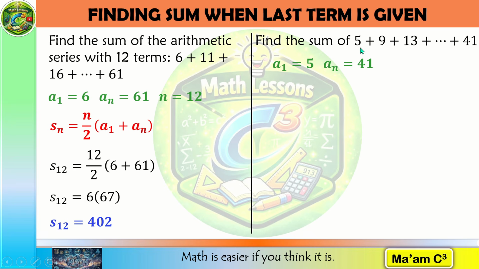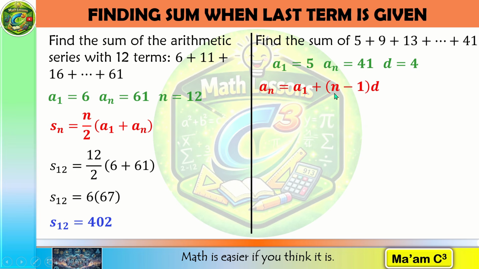Since we are given the common difference, which is 4, we can solve that using the formula for finding the nth term. Our a sub n will be 41. Our a sub 1 is 5.